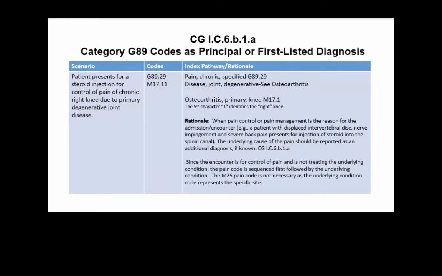Here's an example of when we could use G89 category codes as our principal. The patient presents for a steroid injection for control of pain of a chronic right knee due to primary degenerative joint disease, also abbreviated DJD. When you look up DJD in the index, it takes you to osteoarthritis, so you can just go to osteoarthritis when you see that medical term used, DJD. In this case, though, the patient is presenting for control of pain, not for treatment of the DJD. So the G89 code would be the principal because the patient's presenting for control of the pain.